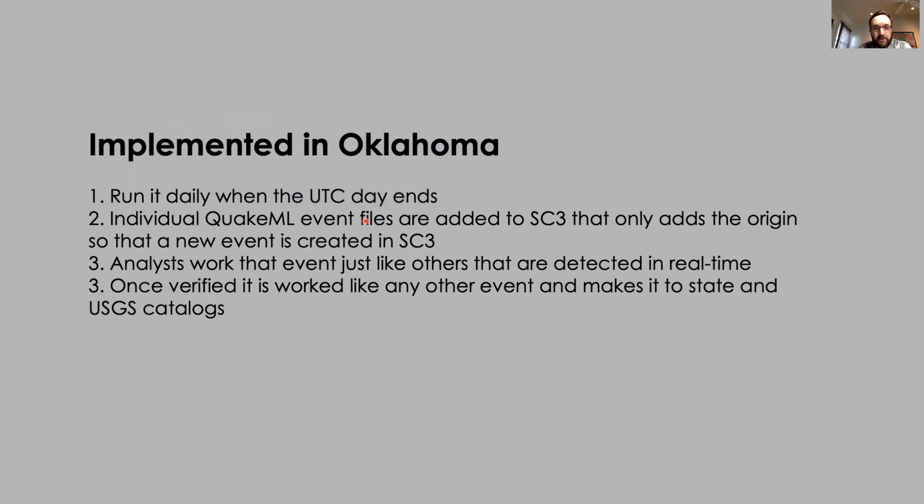So that routine looks like this. We run it daily when the UTC day ends. Those individual event files are added into SeisComp3. We strip away the event information and add the origin, and then it automatically identifies it as an event and gives it an event number, which is sort of internally trackable. And then the analyst will work that event, just like any of the other real-time detected events. And then that makes it onto the state and USGS catalogs.